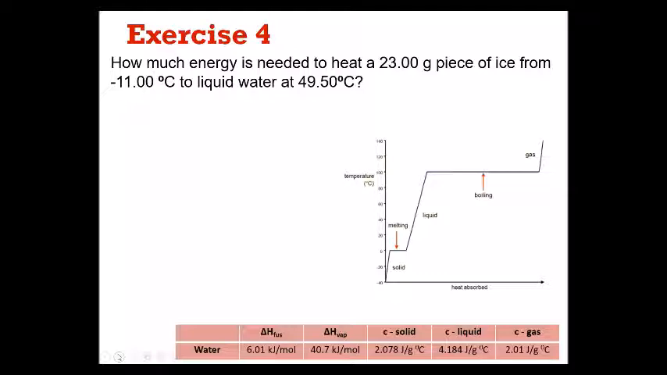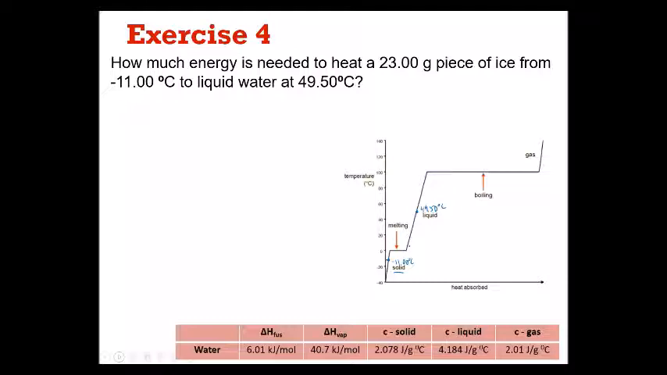So if they don't give you the heating curve here, it's a good thing to draw one so you can get your mental picture of where you're starting and where you're going. We're starting down here at about negative 11, which is about right here in the solid range. We're going all the way up here to the liquid, right about there, about 49.5 degrees Celsius. And here's the negative 11 degrees Celsius. We have to add up all the heat needed to get all the way up to here.